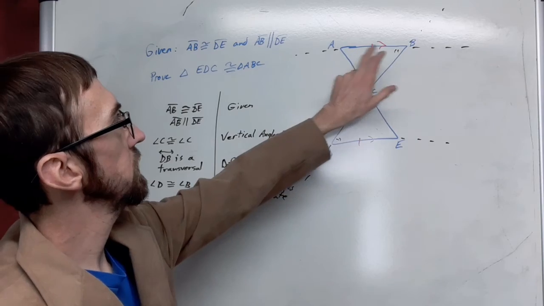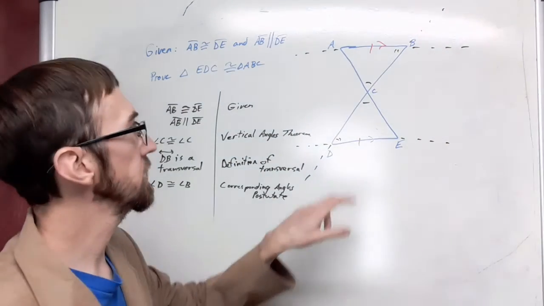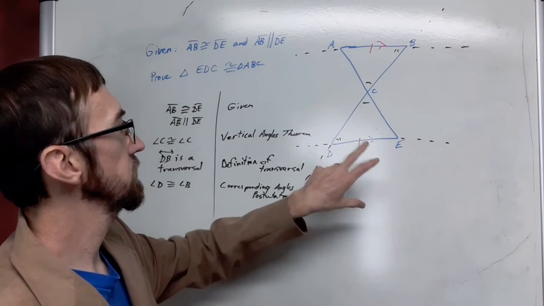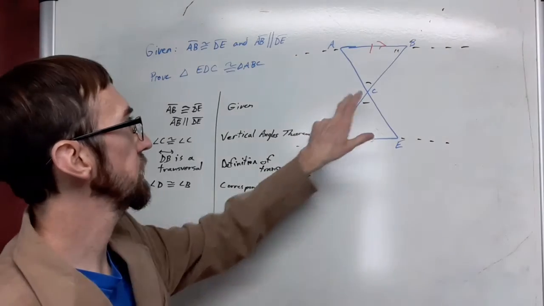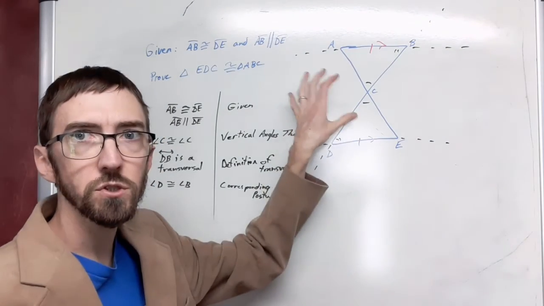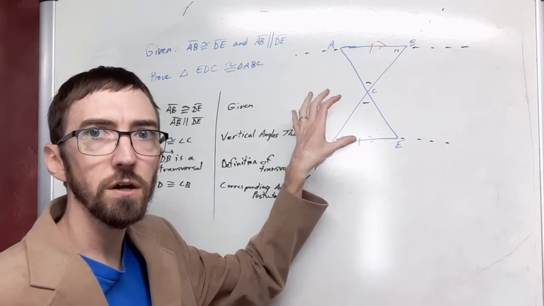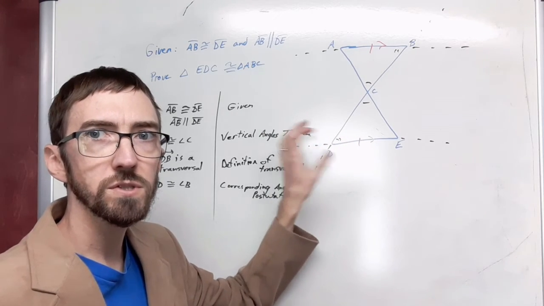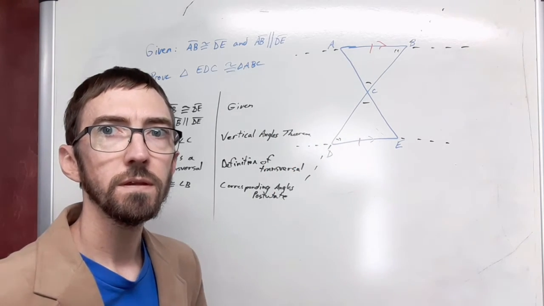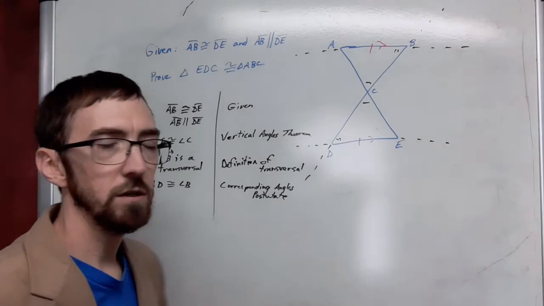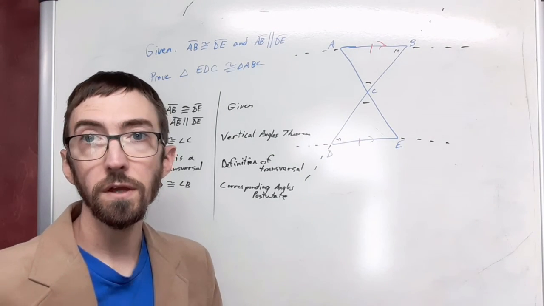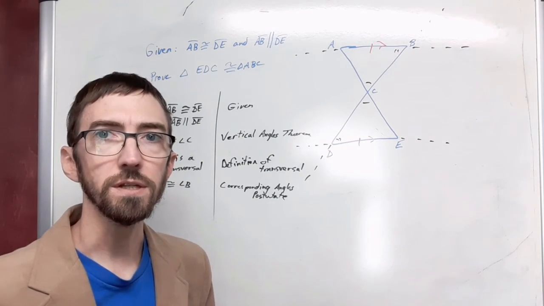Since I have a side and an angle here, and correspondingly on this triangle I have a side and an angle here, these two triangles are congruent to each other by the angle-side theorem. And so we just need to put that in our two-column proof, and we are essentially done at that point.